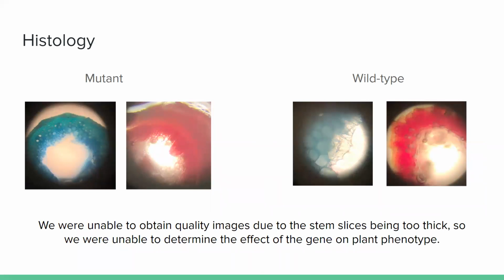Based off these images, it's not clear if there is a significant difference in the stem of the mutant versus the wild type plant, so we can't conclusively determine the effect of the gene on this aspect of the plant's phenotype.